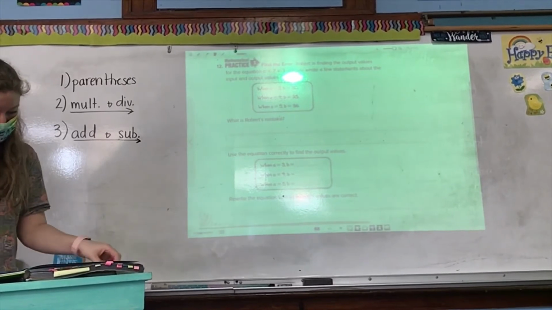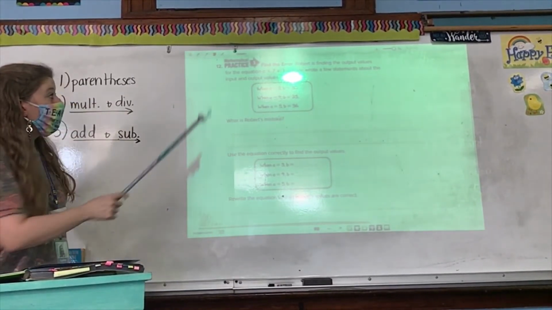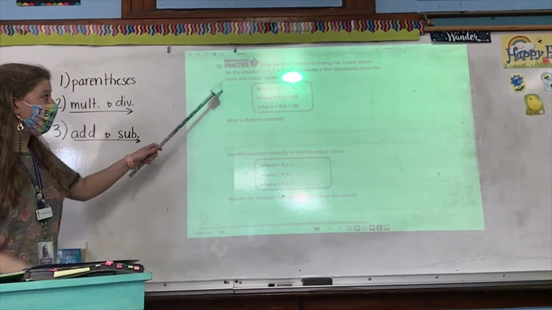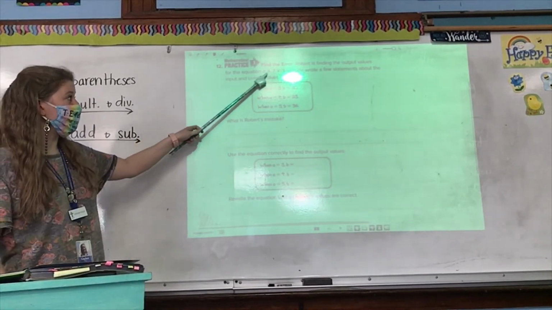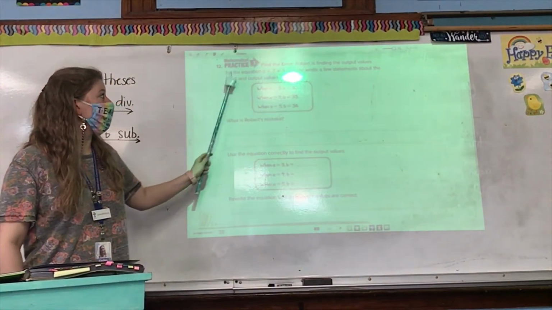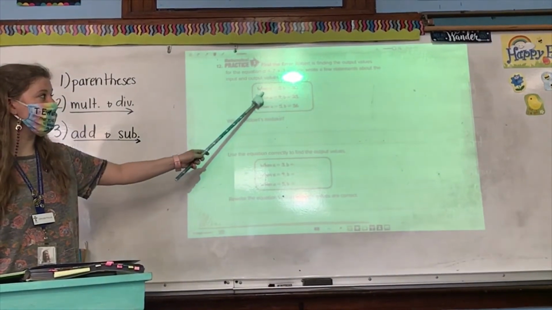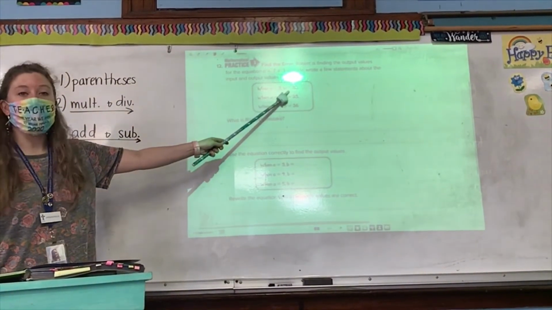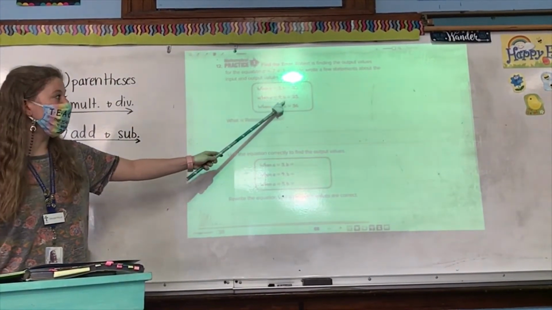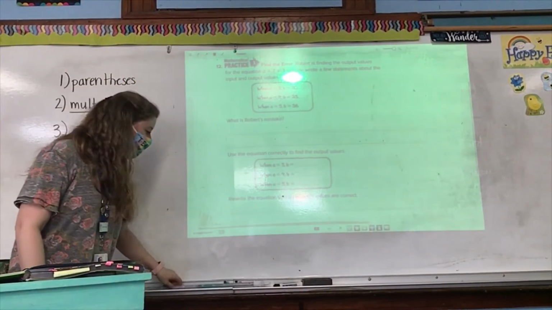Okay, so number 12 says, Robert is finding the output values for the equation a plus 7 times 3 equals b. He wrote a few statements about the input and output values. So he solved it, and he said that when a equaled 3, b equaled 30. When a equaled 4, b equaled 33. When a equaled 5, b equaled 36.